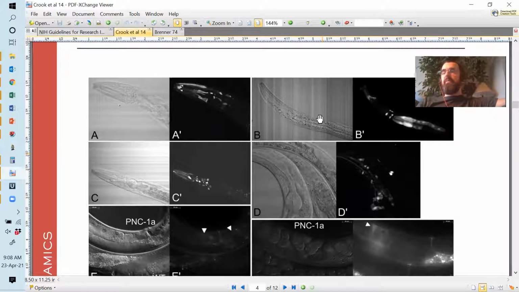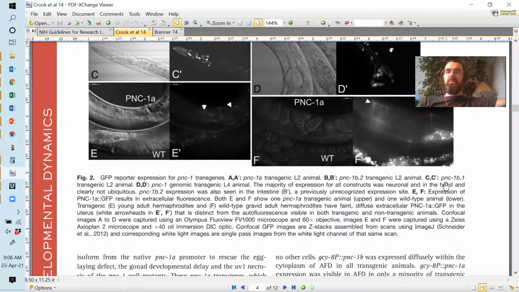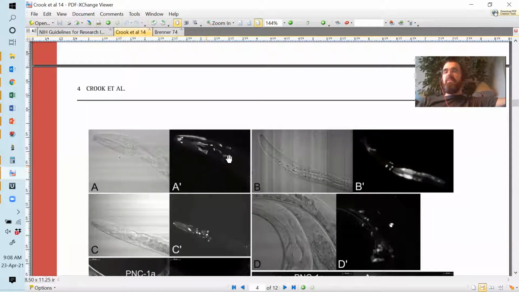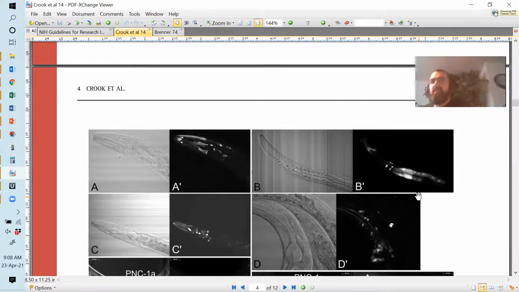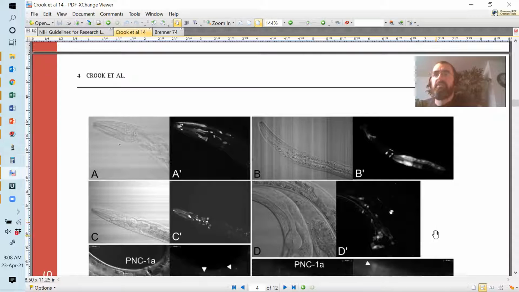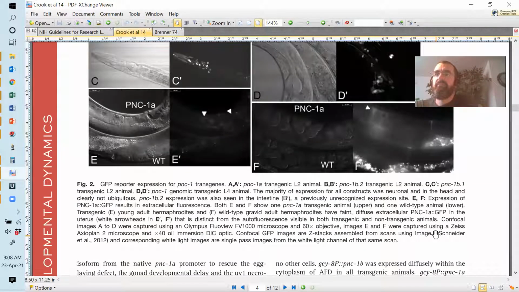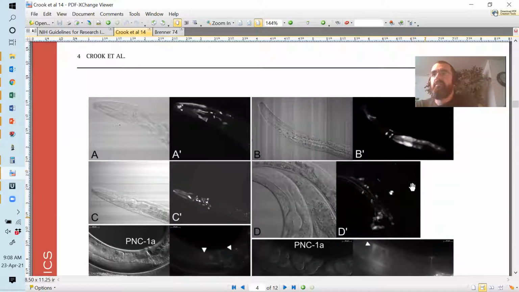Okay, so essentially these are the different constructs. Let me just double check which is which. 1A, 1B. I wonder why I did it that way around. Anyway, this is the first promoter, this is the second promoter, this is the third promoter. And I think this one is all of them. Yeah, so this is the expression of the whole genomic locus, which actually looks different, which is kind of weird as well.